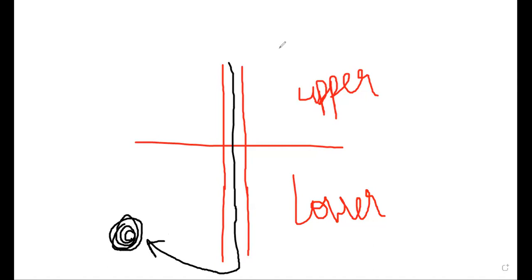Whereas if the bleeding is from, please can you mute yourself, whoever it is?